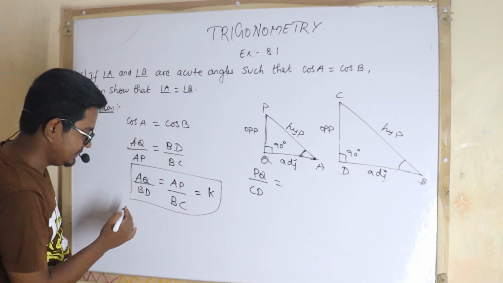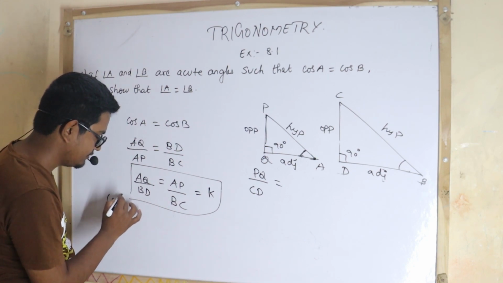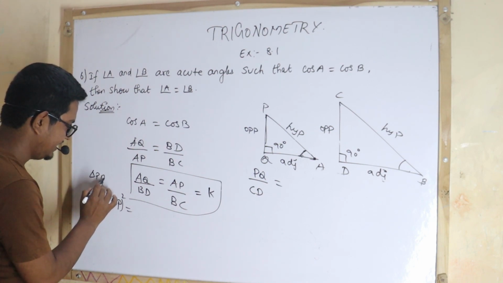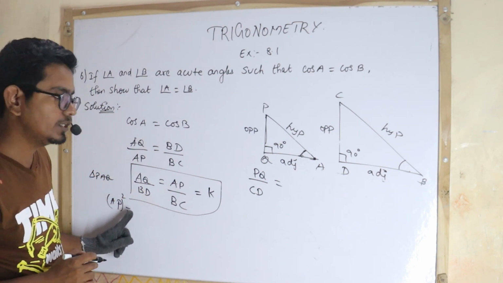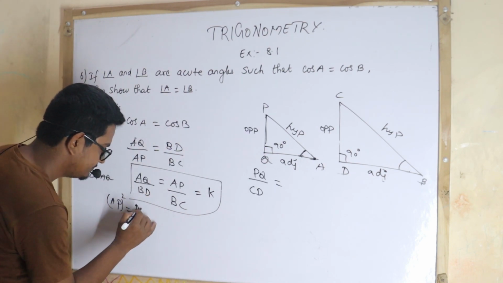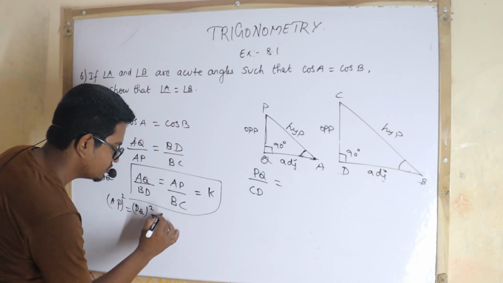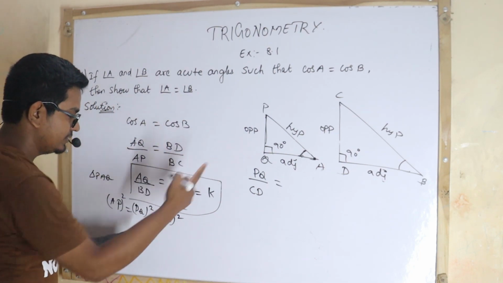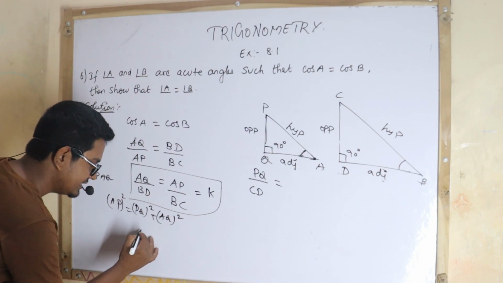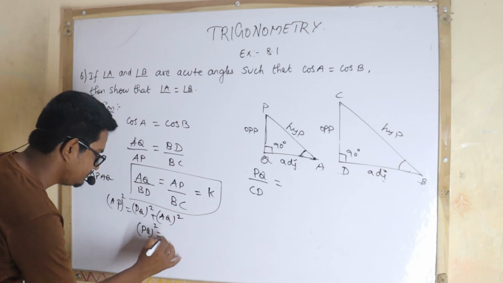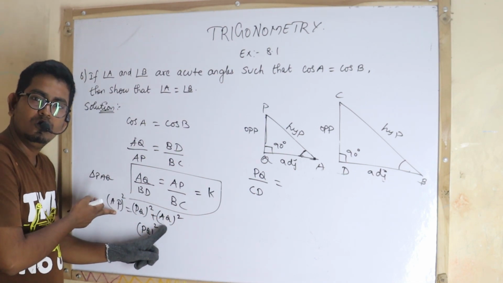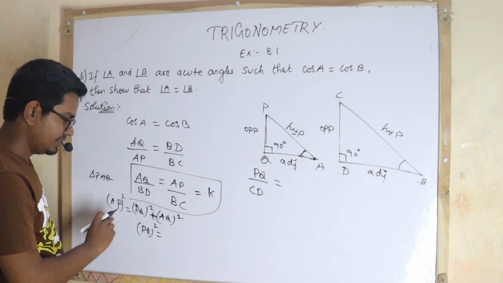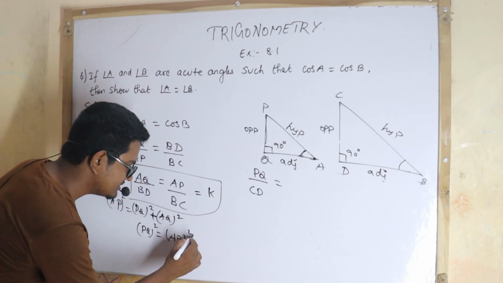PQ square, right? That means hypotenuse square, AP whole square, for this triangle PAQ, AP square is equal to PQ square plus AQ square. That means the sum of the squares of the other two sides. Therefore, I just need the PQ square. Therefore PQ square is equal to, this AQ square will go to the left hand side. That will be a change in the sign as it is moving from right to left. Therefore it will become AP square minus AQ square.